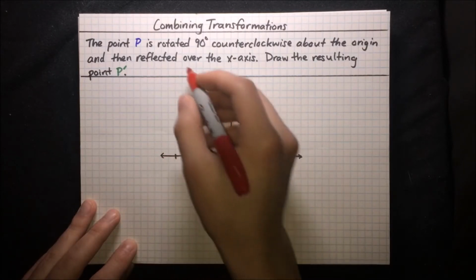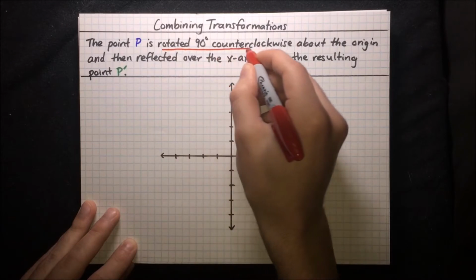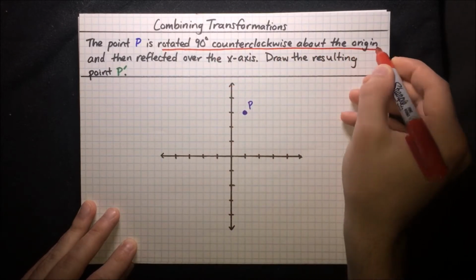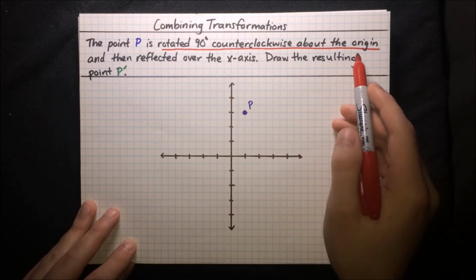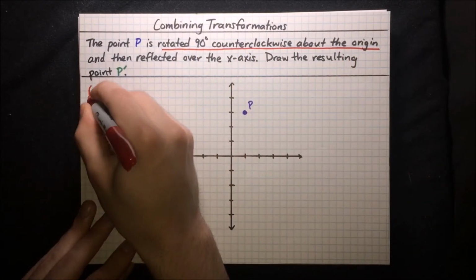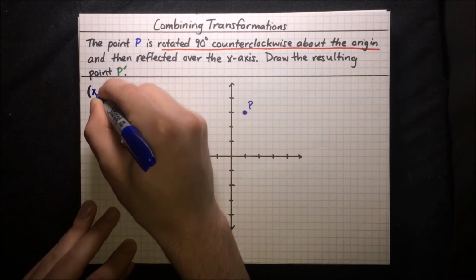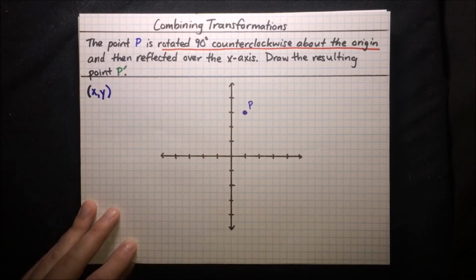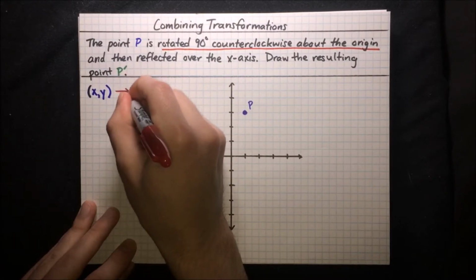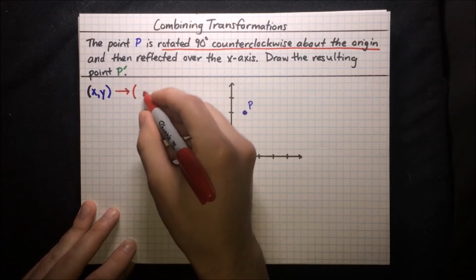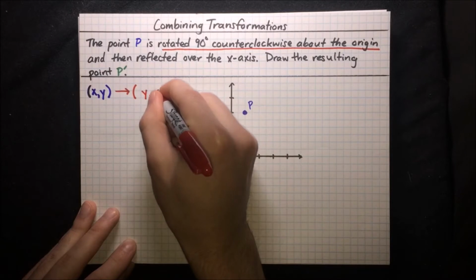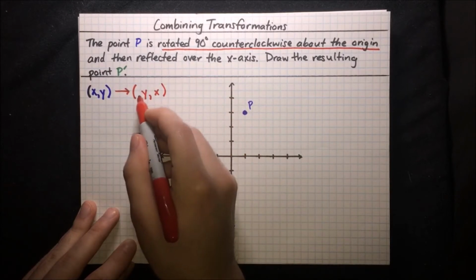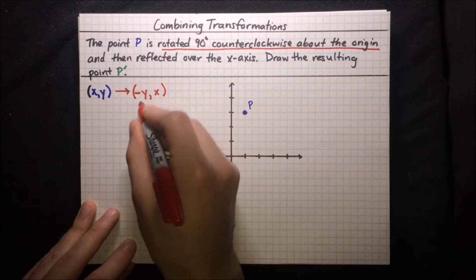So first we'll worry about rotating 90 degrees counterclockwise about the origin. A 90 degrees counterclockwise rotation about the origin is given by the following transformation. We take a point x, y, and we map that into a new point. And the new point we get by switching the x and y coordinates, so y, x, but we tack on a negative to the new x coordinate, so negative y, x.